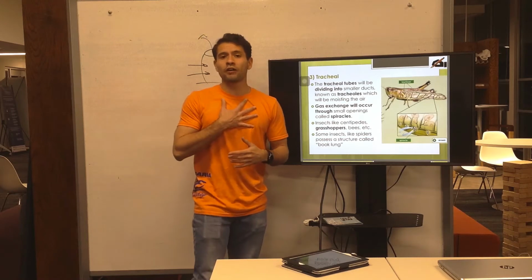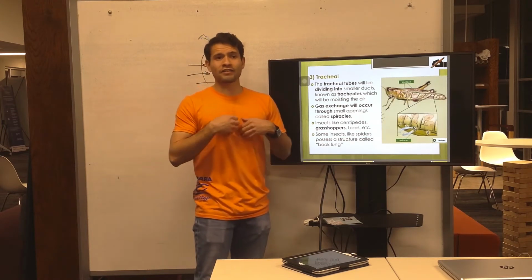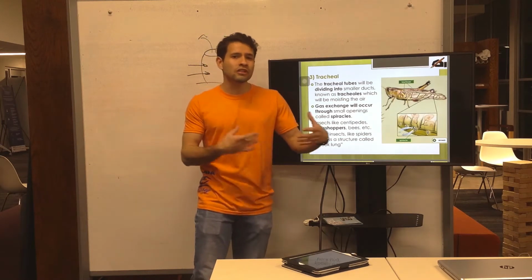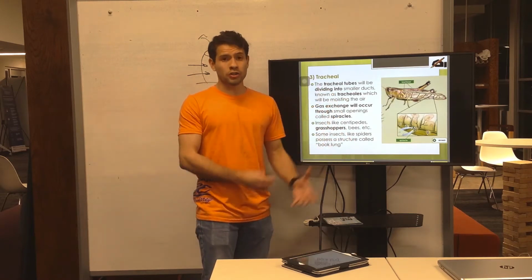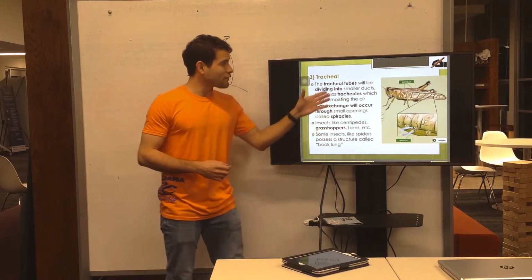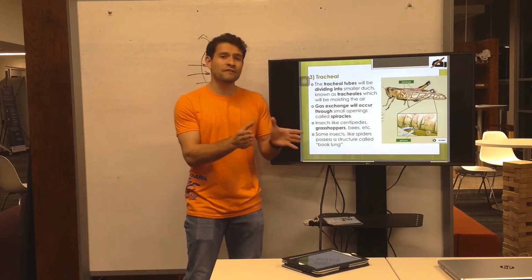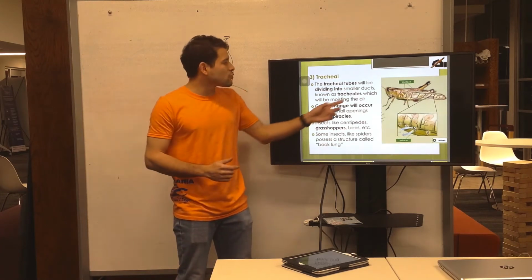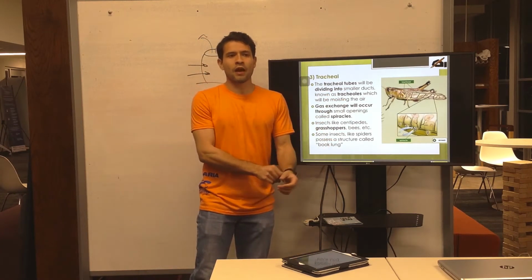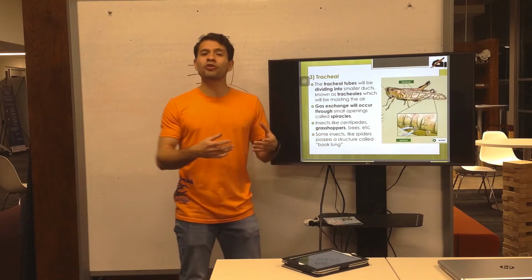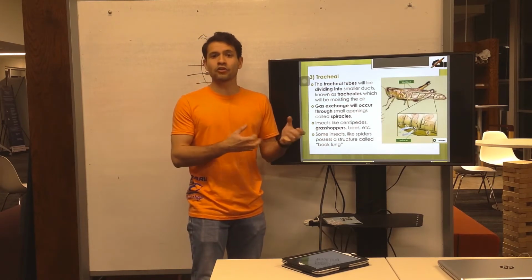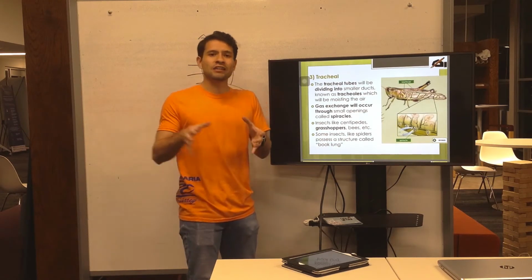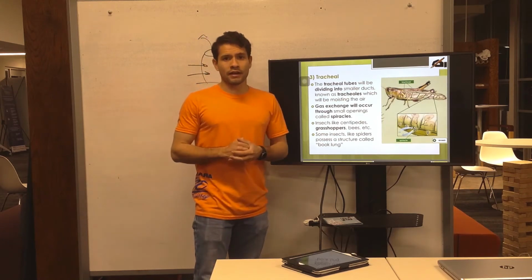Now, in the case of humans, our trachea divides into bronchi, and the bronchi continue dividing into the bronchioles. In this case, we have the tracheal tubes. They're going to be dividing into smaller trachea, and we call them tracheoles. Now, what are they going to do? They are going to be absorbing the oxygen. They're going to be diffusing the oxygen into the cells of the organisms.